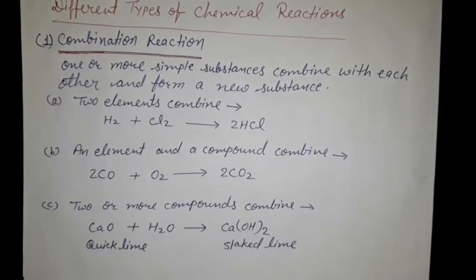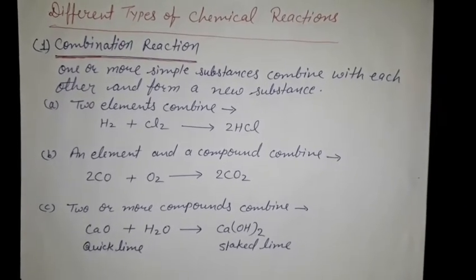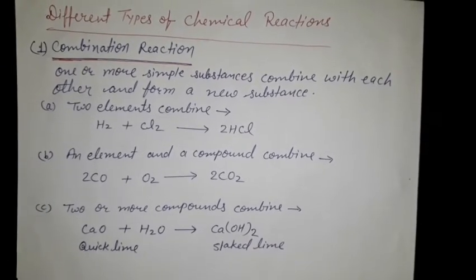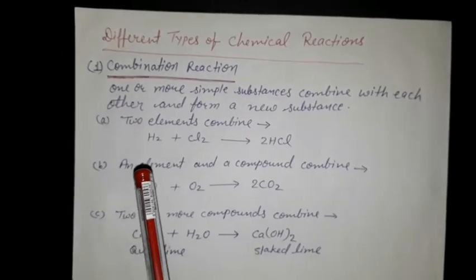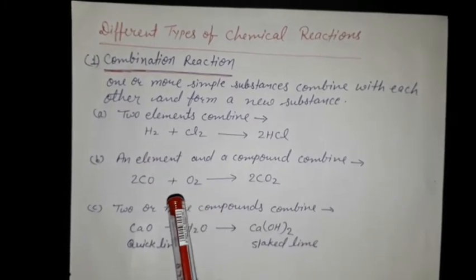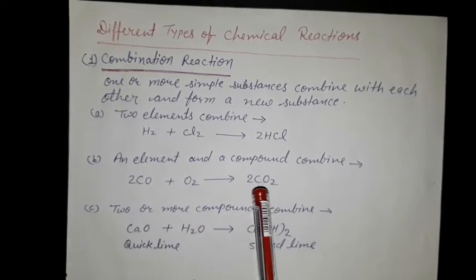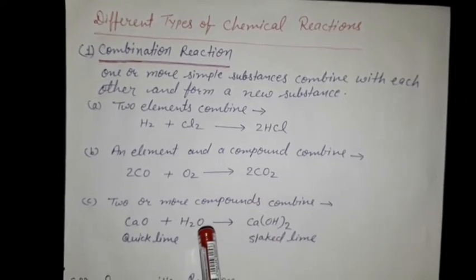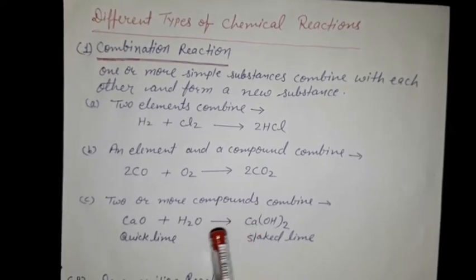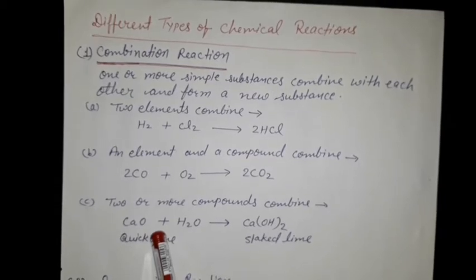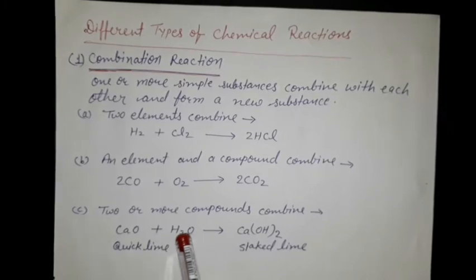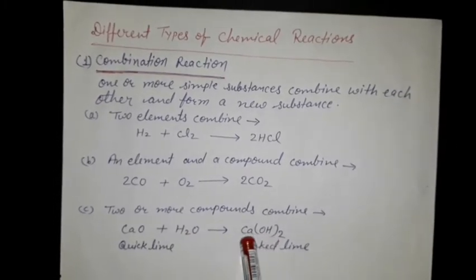So in combination, when two elements combine, you can see the example, H2 and Cl2 form HCl. When one element and one compound combine, an example is CO and O2 reacting and forming CO2. In a combination reaction, two compounds can also combine together and form one product. And this reaction we have already seen in that experiment, that CaO reacts with H2O and forms Ca(OH)2.